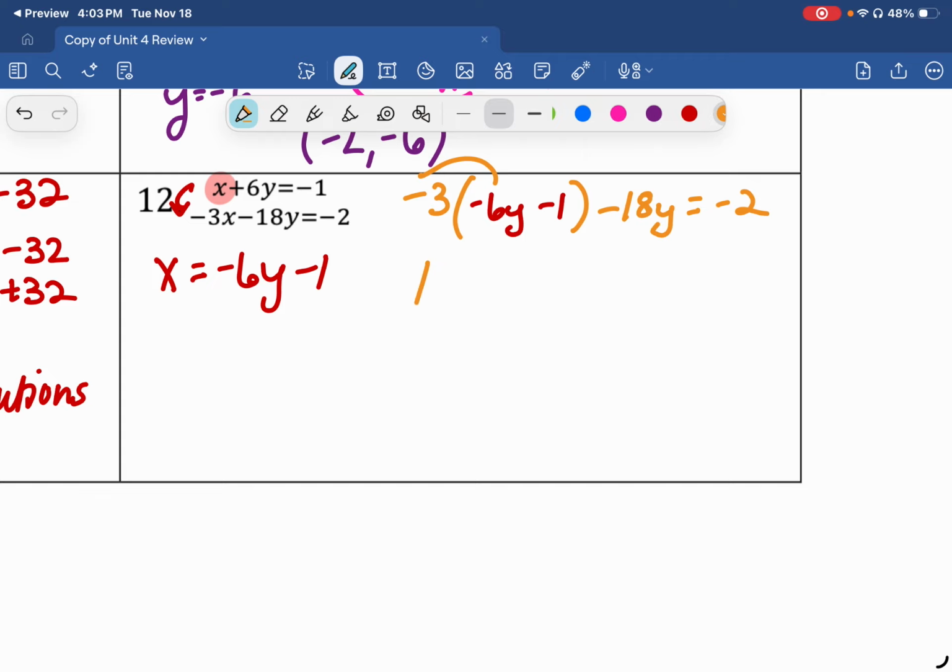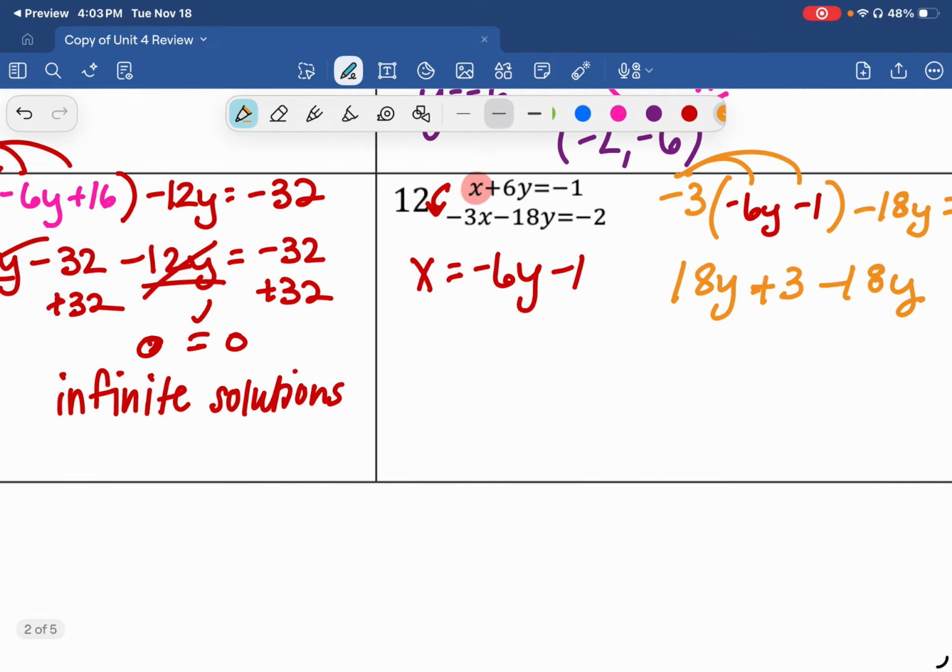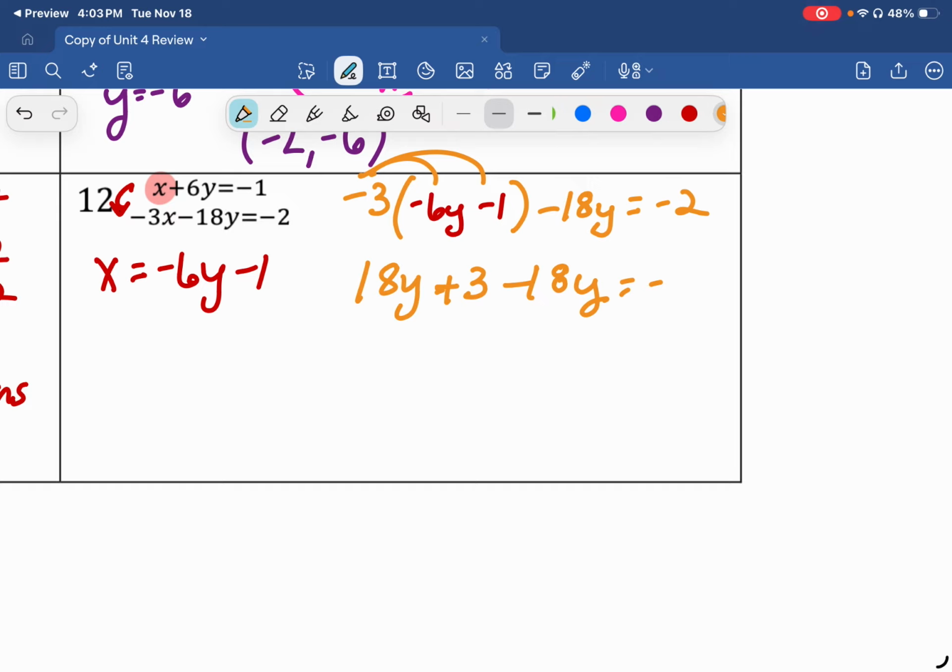Distribute: positive 18y, positive 3, negative 18y equals negative 2. From here, combine like terms. 18y and negative 18y gives us 0, and we get 3 equals negative 2. That is not true, so it is no solution. And that is solving by substitution.